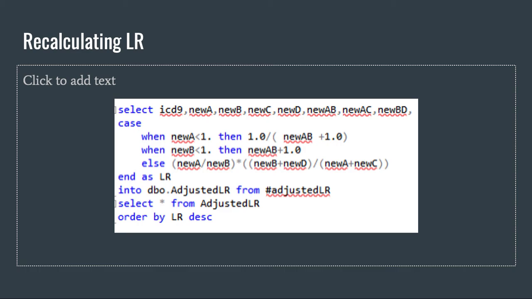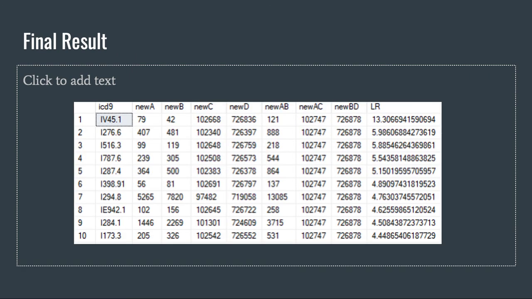So we're taking all the new A, B, C, D, AB, AC, and BD, and we're basically recalculating that so that we can find a better score for each of them. And this is the result that you should be getting, or something very, very similar to it.